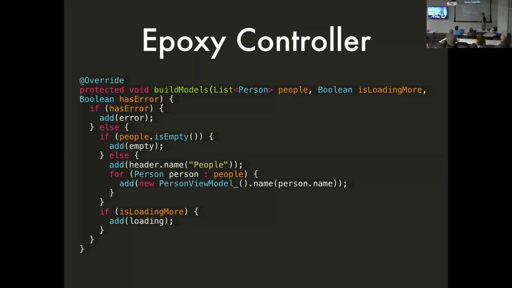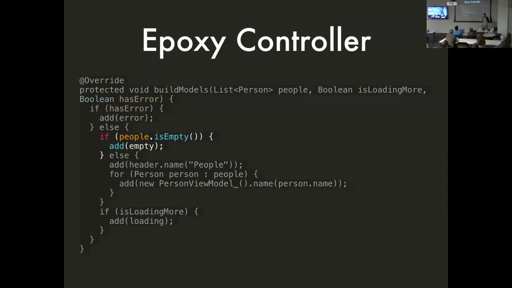Actually, sorry, one thing I should have mentioned. If you're curious about what this person view model thing is, or loading, empty, error, I'll talk about this later. Those are Epoxy model classes. But if there is an error, all we do is add the error to the list. So it's basically a list of one item, just an error object.